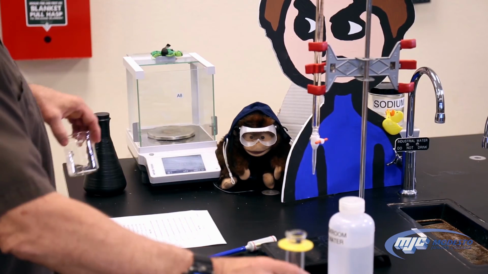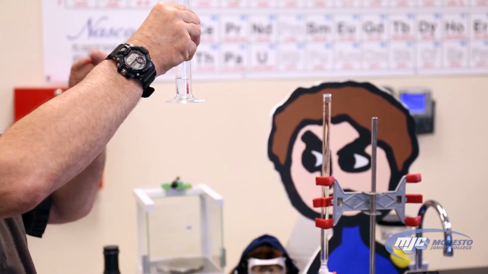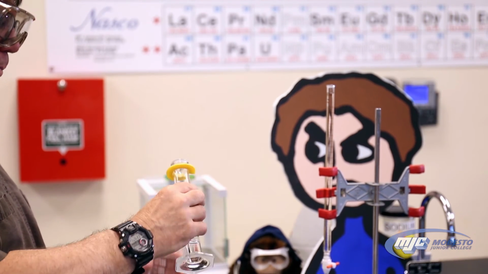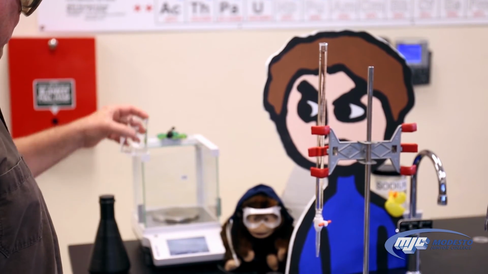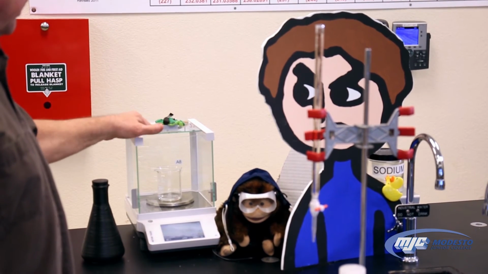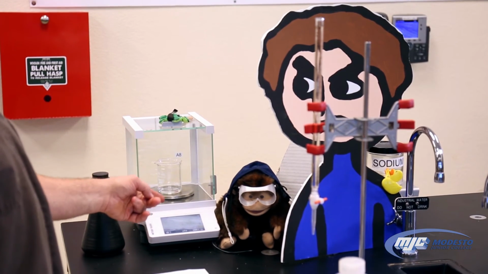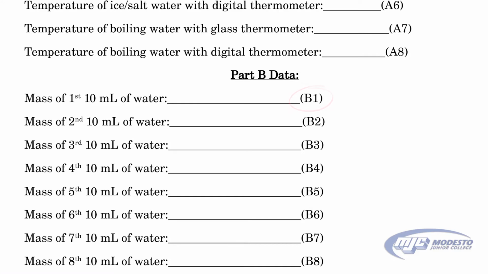I already have 10 milliliters water measured in this graduated cylinder. The bottom of my meniscus is touching the top of the 10 line. Pour it in. Place it back on the balance. Close the door. Record that number, 3 places past the decimal, little g for grams. That's going to be my B1. And all these numbers should be really close to 10, a little bit under 10 actually.